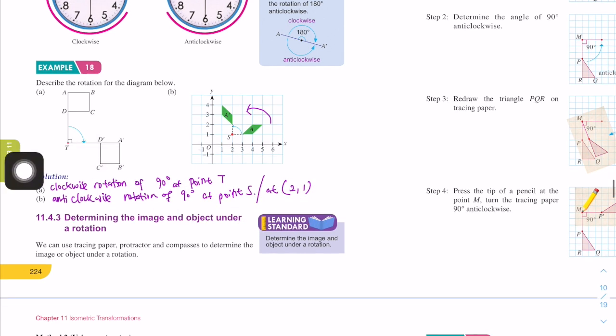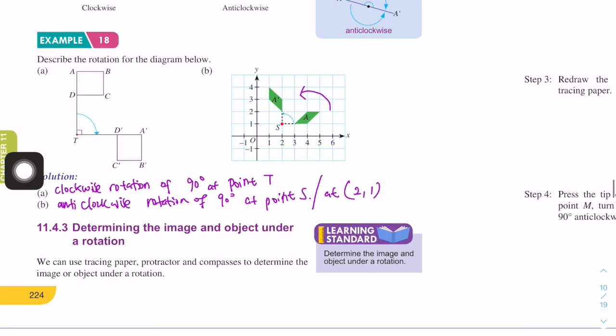Okay, so that's how you can describe the rotation. We need to provide the information of what type of rotation, clockwise or anti-clockwise, and what the degree is, 90 degrees, or 180 degrees, or 270 degrees. But for your syllabus, usually it's only 90 degrees or 180. And then where is the point of rotation?